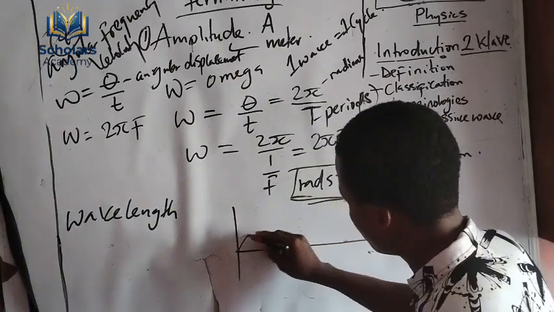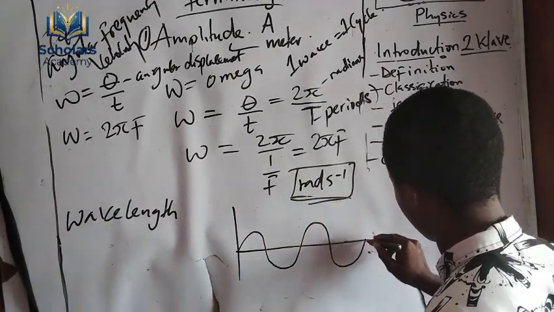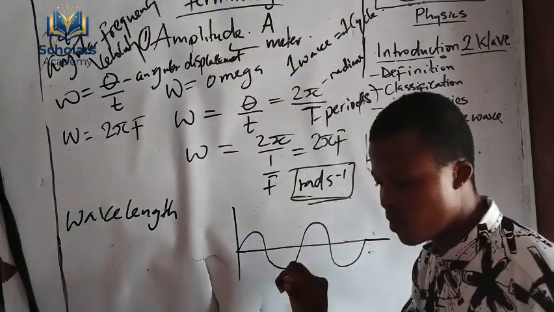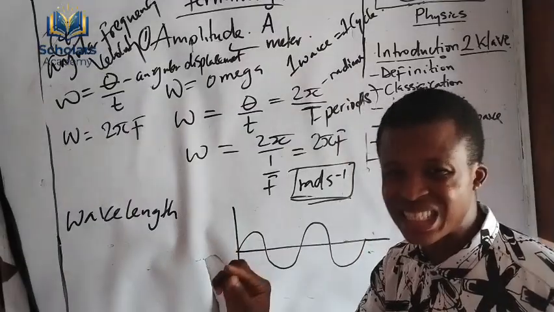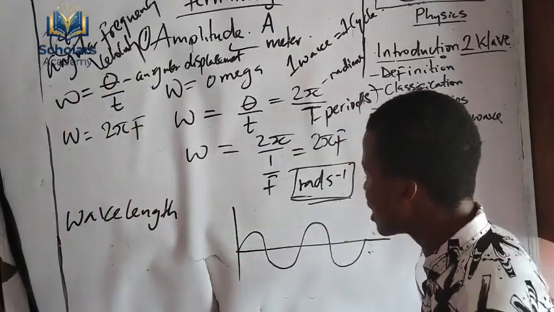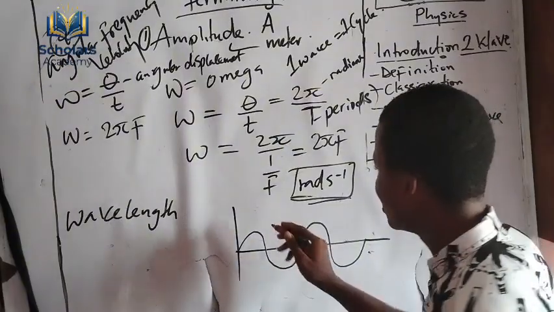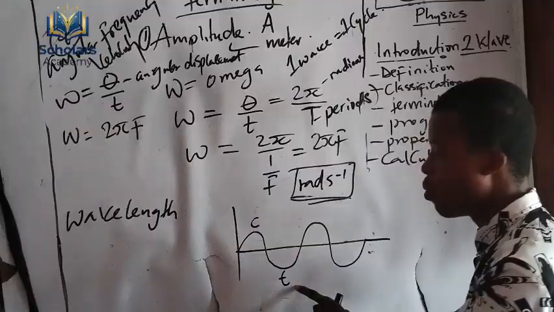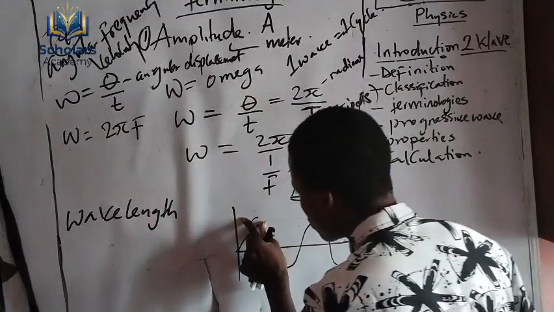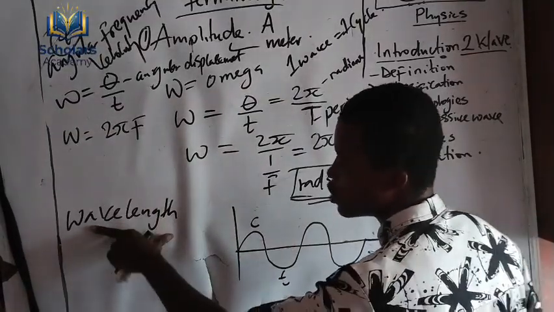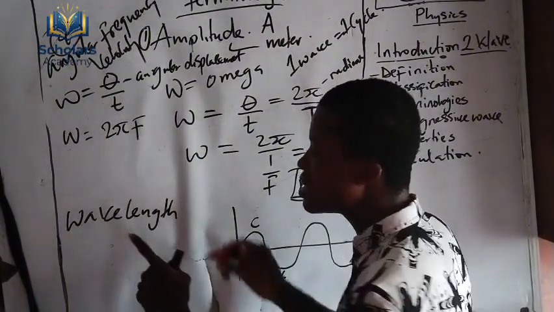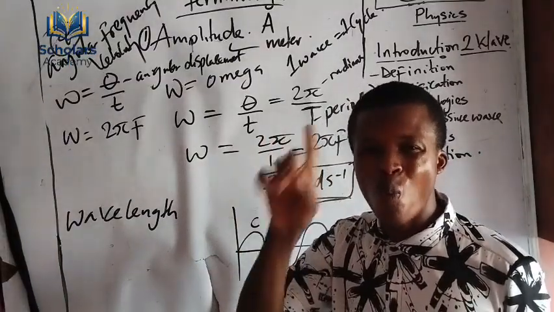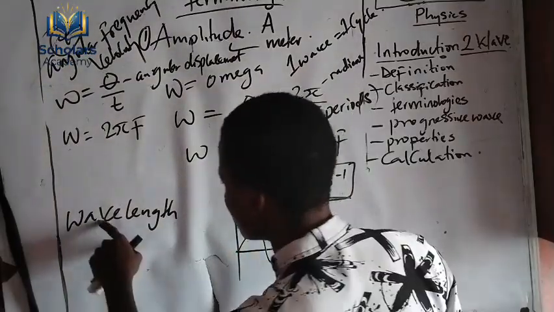Look at this for instance now. You remember when we were talking about classification, I told you that what is associated with a transverse wave is crest and trough. Now when we say crest, that is the maximum upward displacement. That's crest. Then trough is the maximum downward displacement. And the sum of this crest and this trough gives the wavelength. So wavelength is the distance covered to complete one wave, or to complete one cycle.